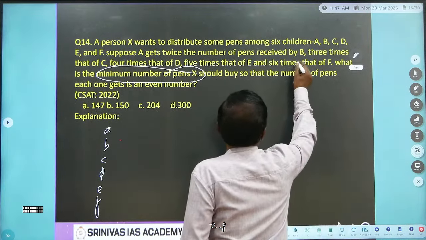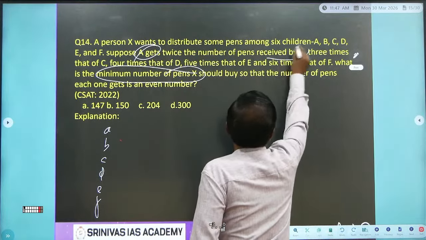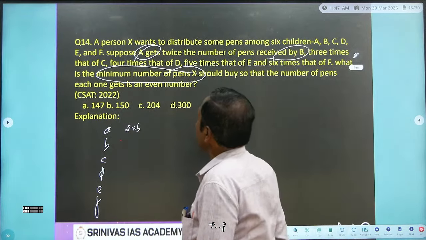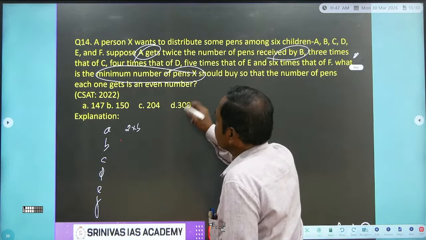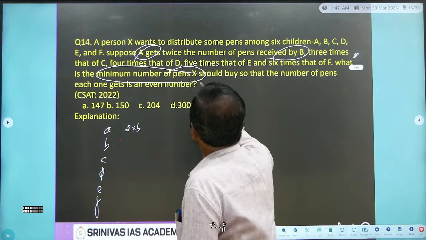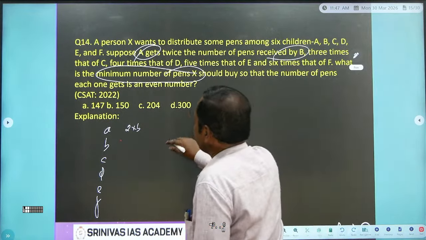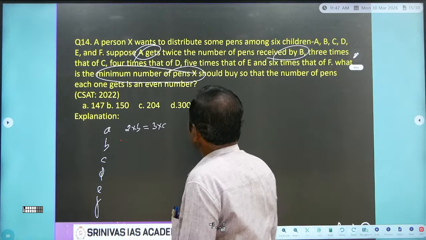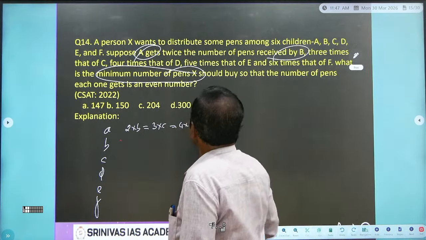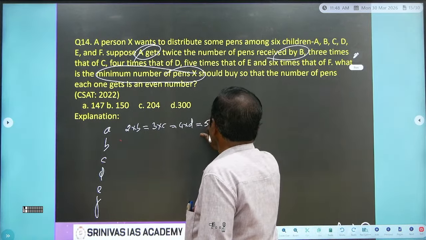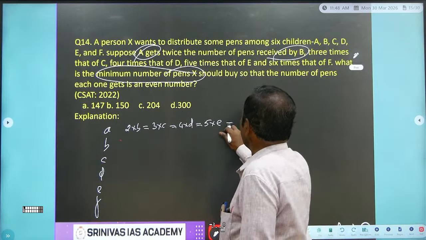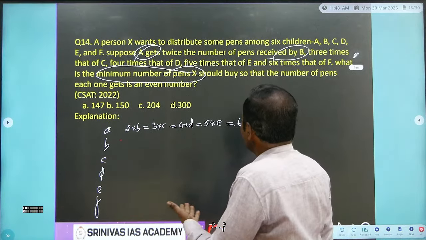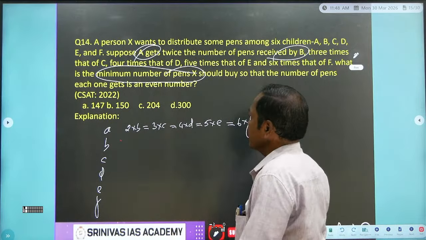A gets twice the number of pens received by B, so A equals 2 into B, and 3 times that of C, so A equals 3 into C, 4 times that of D equals 4 into D, 5 times that of E equals 5 into E, and 6 times that of F equals 6 into F. And what is the minimum number of pens one has to buy?